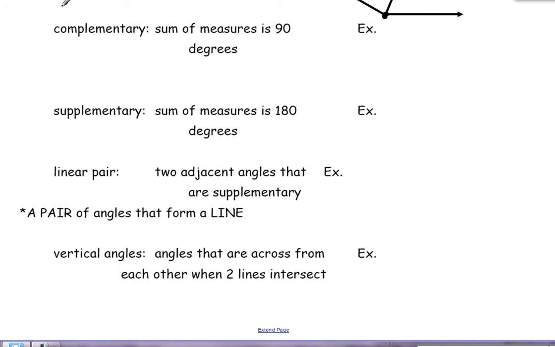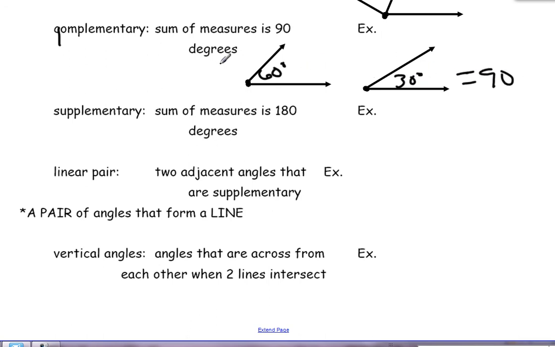Complementary. The way I've always remembered complementary is that the C can be turned into a 9. So that the first letters of the word complementary tell you that it's 90 degrees. 9, 0. Complementary are two angles that have a sum of 90 degrees. So I could have two separate angles, non-adjacent angles, that have a sum of 90 degrees. So let's just say this angle is 60 degrees and this angle is 30 degrees. Well, 60 plus 30 is 90. So these two angles are complementary.